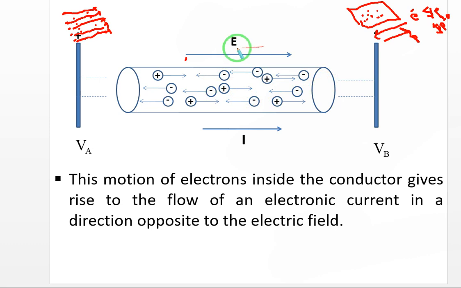When the electric field is set up, the direction of the electric field and the direction of the electrons are opposite. The electric force due to the electric field will be applied on the electrons, and the charge will be moving in this direction now. This motion of electrons inside the conductor gives rise to the flow of an electric current in a direction opposite to the electric field.